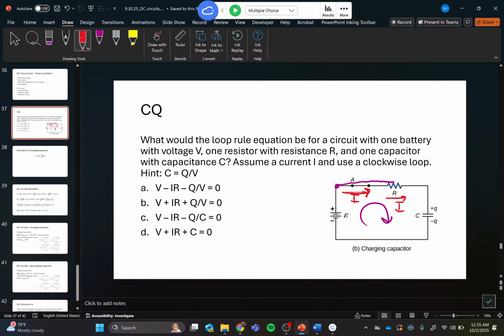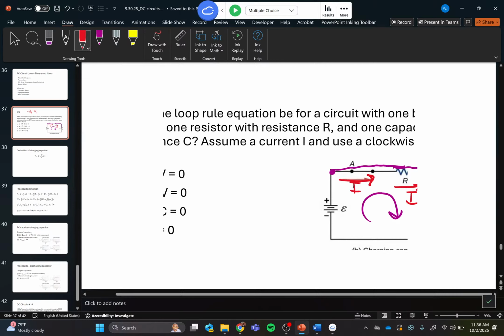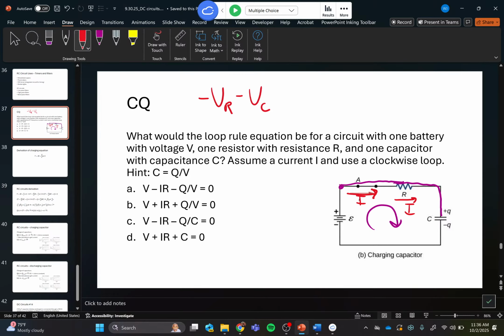So I'm actually going to write this like this, the negative voltage across the resistor. I'll start plugging in the equations in just a second. Then we're going to walk. We're going to hit the capacitor. We're going from the positive to the negative, so we're going to go downhill, where positive is high, negative is low. Great. Then we're walking.